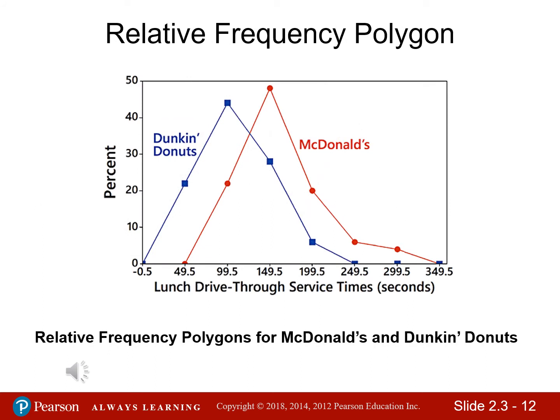As I mentioned before, frequency polygons can be used to compare more than one data set. Comparing two histograms would be more difficult since we would have to draw the rectangles of the two data sets on top of each other. Because frequency polygons are just lines, they do not pose the same problem. In this frequency polygon, we can compare the lunchtime service of McDonald's to the lunchtime service of Dunkin' Donuts. Here we can see that in general, service times at lunch are faster at Dunkin' Donuts.